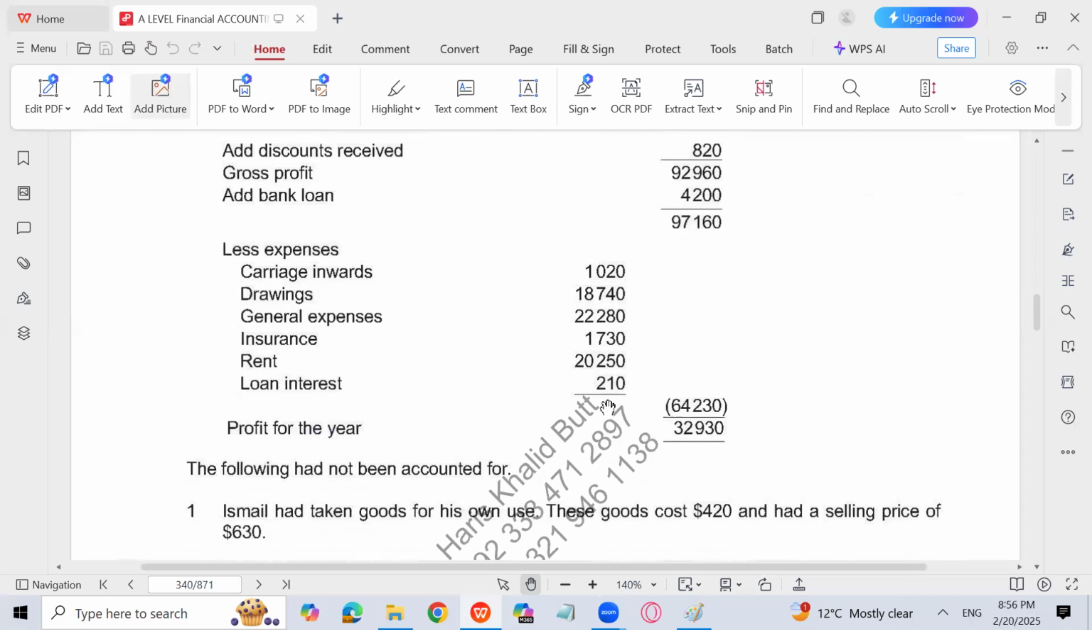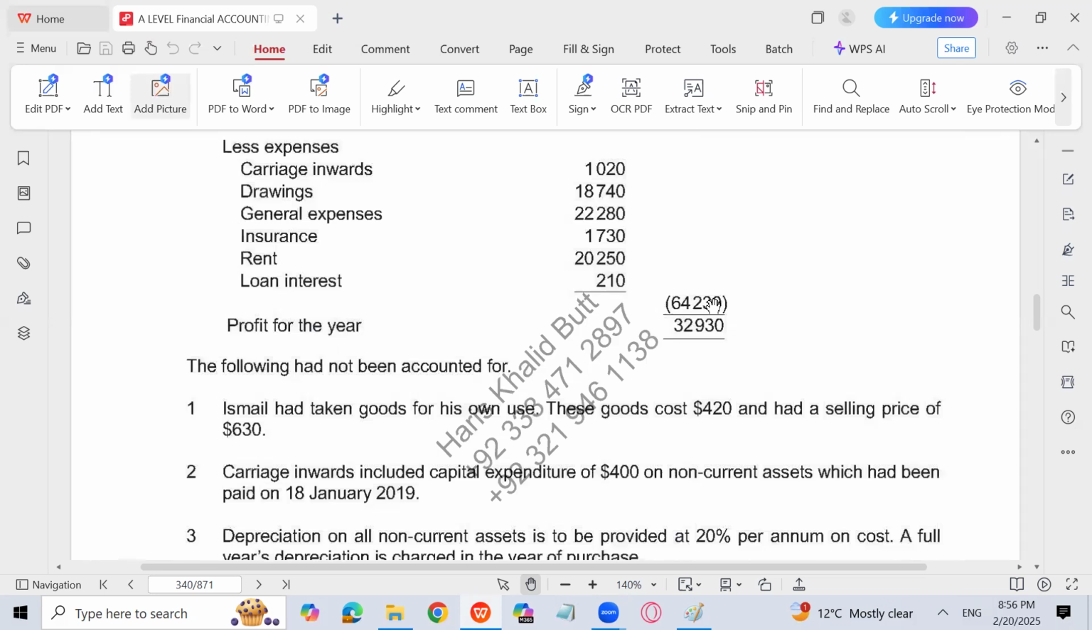Ismail has taken goods for his own use. These goods cost 420 and had a selling price of 630. So that is the entry for goods drawing, which we haven't yet accounted for. Drawings debit and purchases credit. But that entry will be passed with the cost of the goods, not with the selling price, that is 420.